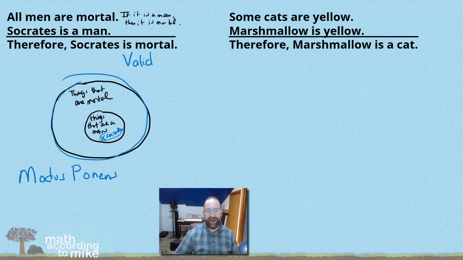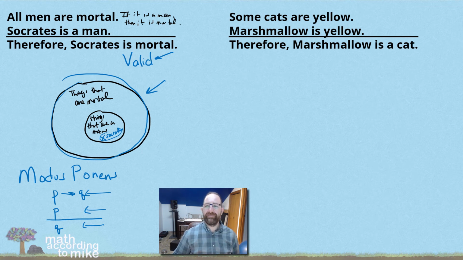In fact, FYI, this diagram here is your work and your answer. Well, actually, this is your work. The word valid or invalid would be your answer. A modus ponens always has the format if P, then Q. P, therefore Q. That's what we have here. If it is a man, then it is mortal. That's what this said. Socrates is a man. Therefore, Socrates is mortal. Hooray.